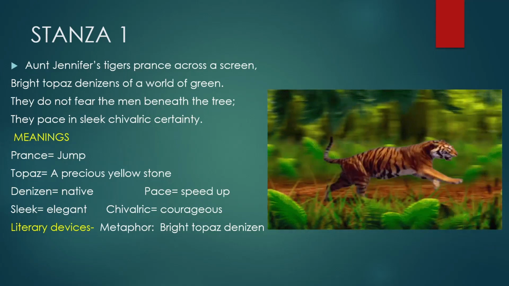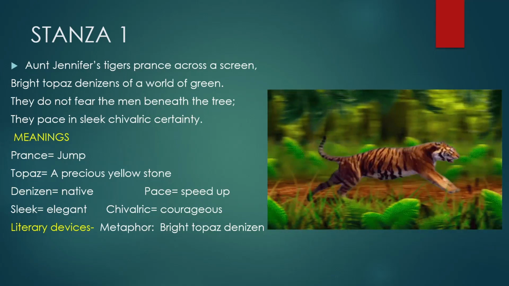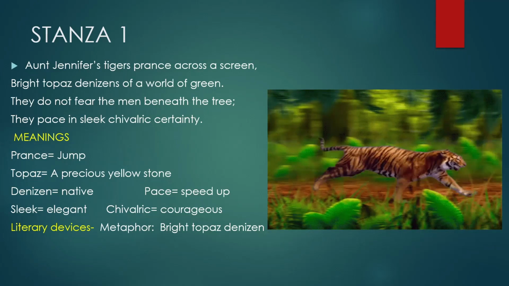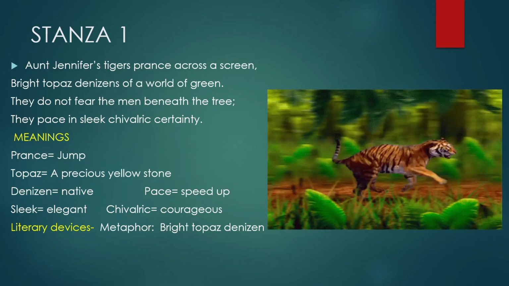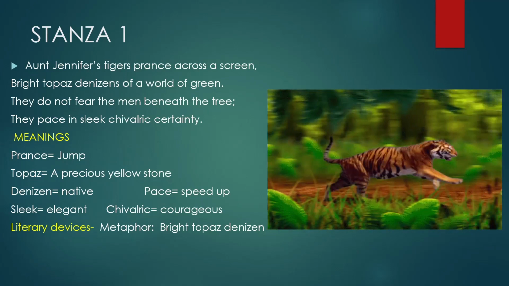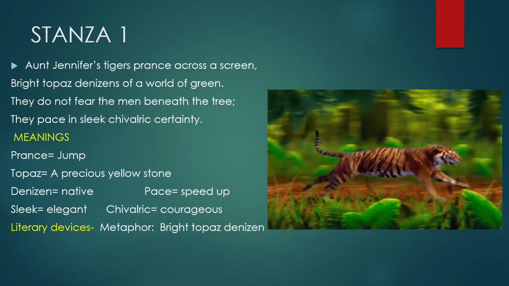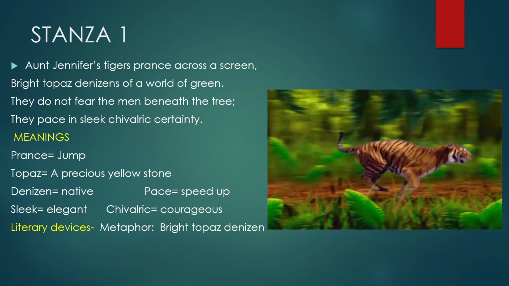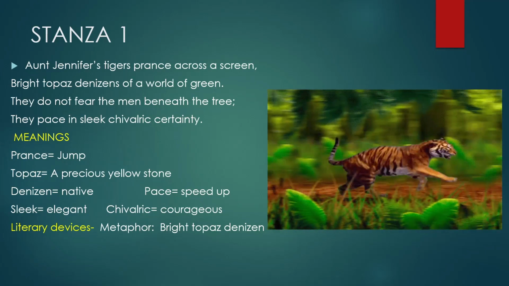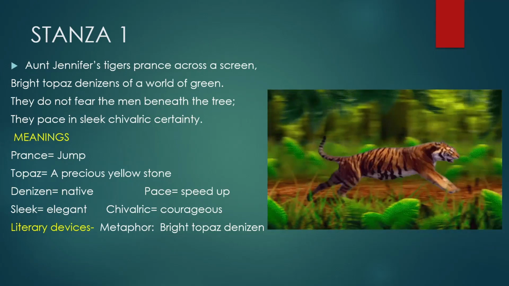And not only that, they pace in sleek chivalric certainty. Pace means here speed up, sleek means elegant. Chivalric means courage. Certainty: they are running without any hesitation. Remember this. They don't have any hesitation to run, to speed up. They don't have any fear. Why had she brought the imagery of men, and that the tigers run very fast without any fear? Because she is afraid of her man, but the tigers are not afraid of any person in the jungle. They pace in sleek chivalric certainty.